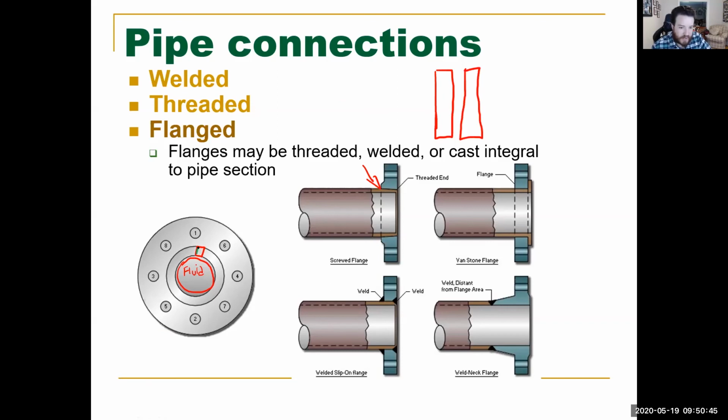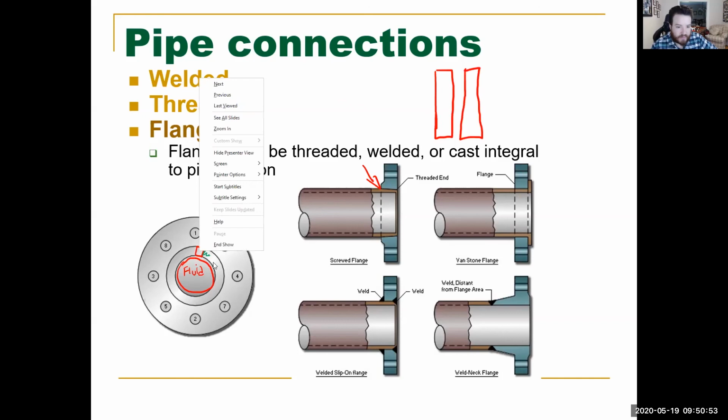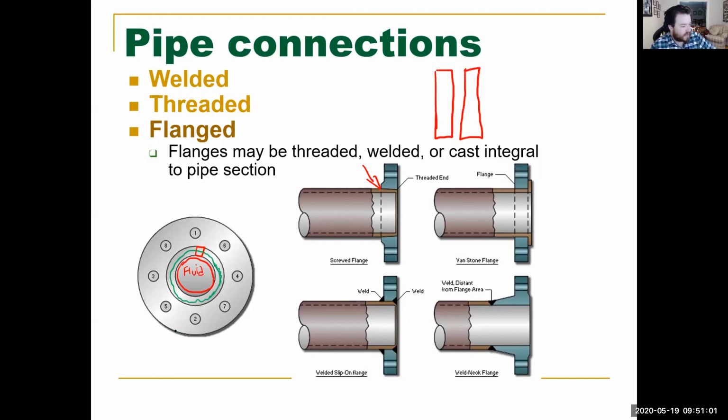All right. This spot in green is the area where the gasket will typically be mating. Sometimes that will be just slightly raised up. So if you have your flange here, you'll have your gasket area, this area right here, is the area where the gasket's going to be mating onto it. All right.